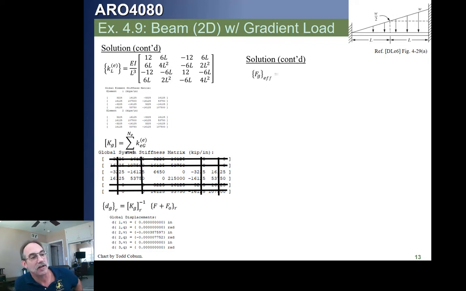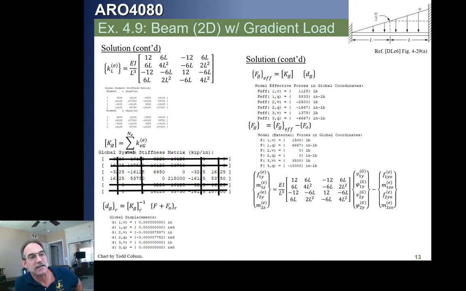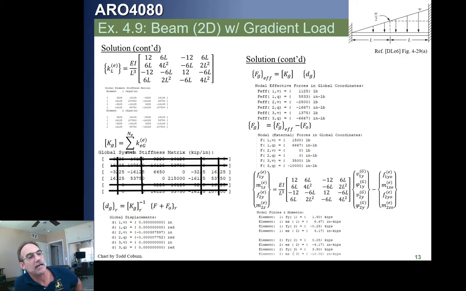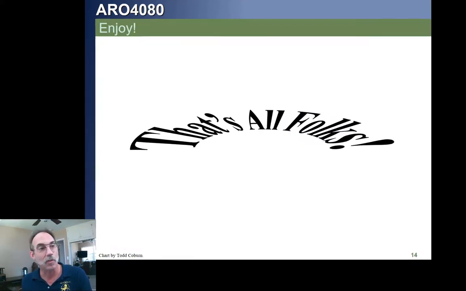We use the deflections to calculate the F effective. We use the F effective, subtract out our FO to get the constraining forces, and then we can use the deflections at each node, subtracting out the simulated loads of each element, to calculate the elemental forces. Okay, you're going to practice with all of these and then do your homework.